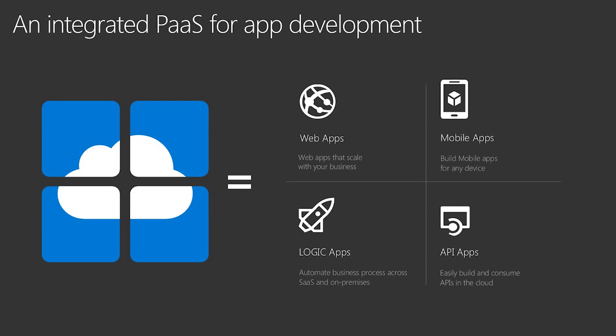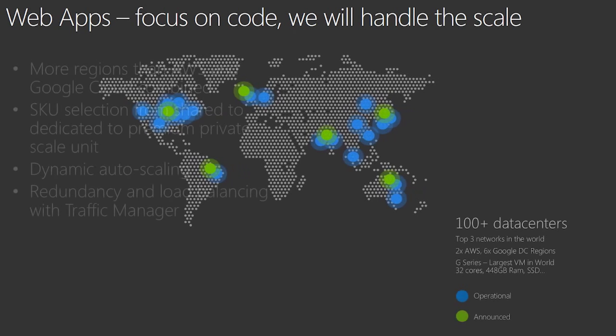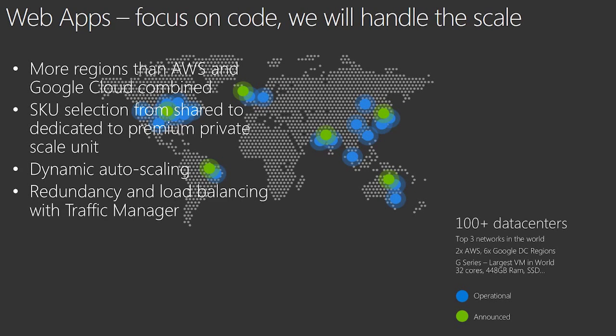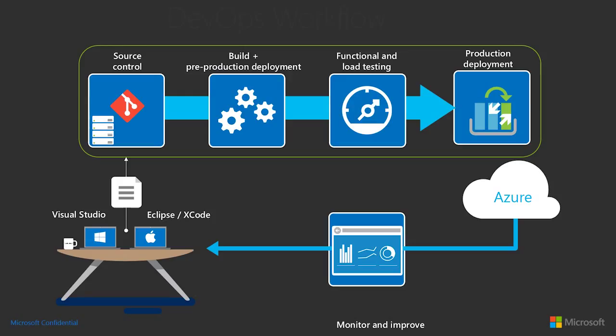App Service apps are built on a truly scalable Azure platform that features more locations than Google and Amazon combined, 20 available across regions, diverse SKU selection starting with low-cost options all the way to a private scale unit, configurable auto-scaling based on the application needs, and redundancy and load balancing to let you run one app in many locations. But as I mentioned before, this is more than just about scale.